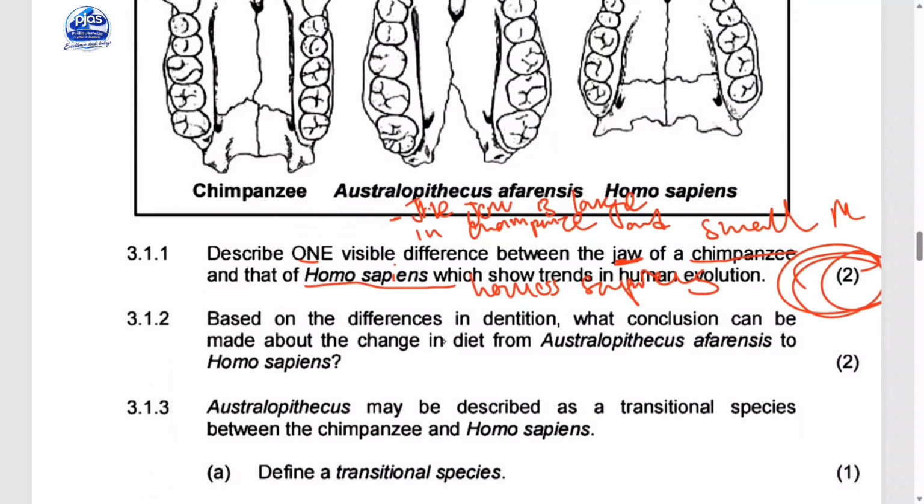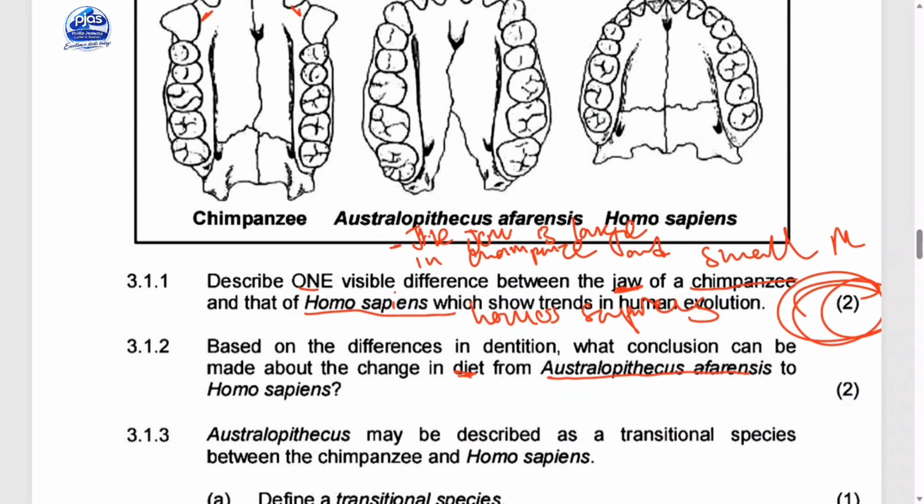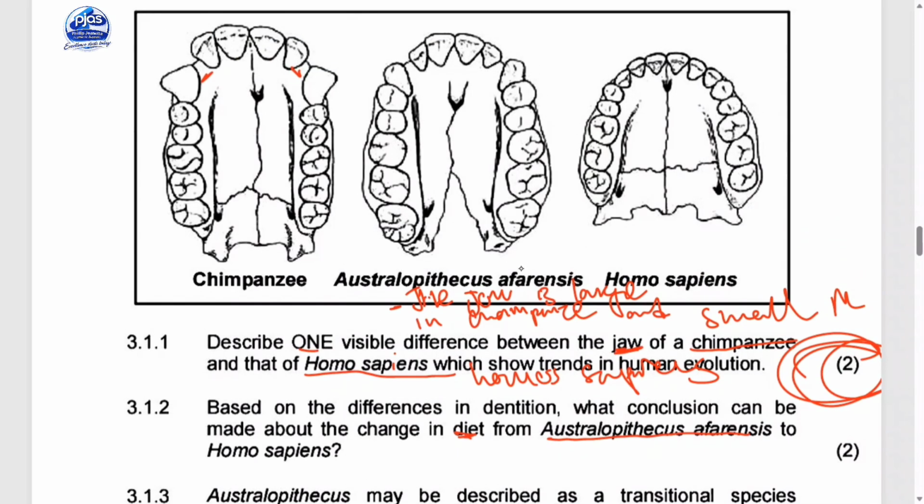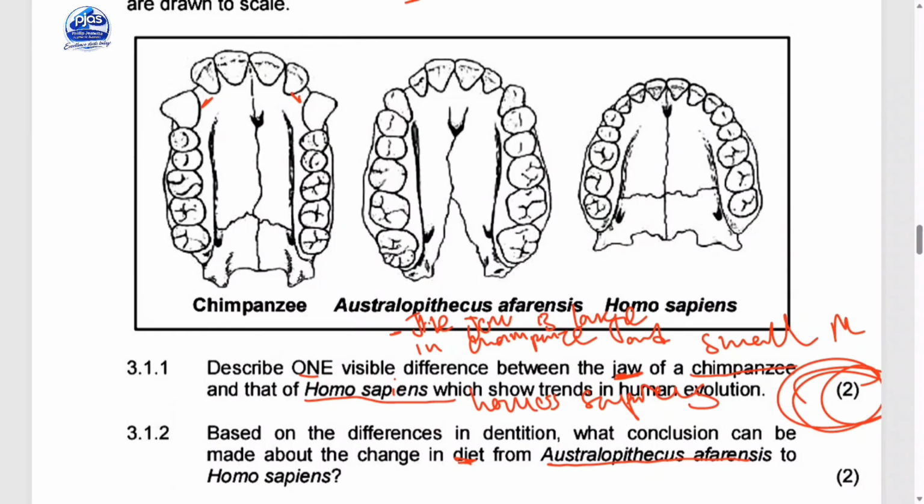All right. Now they ask, based on the differences in dentition, what conclusion can be made about the change in the diet from Australopithecus afarensis to Homo sapiens? If we move from chimpanzee, this is evolution, we are changing, moving from chimpanzee to Australopithecus afarensis.